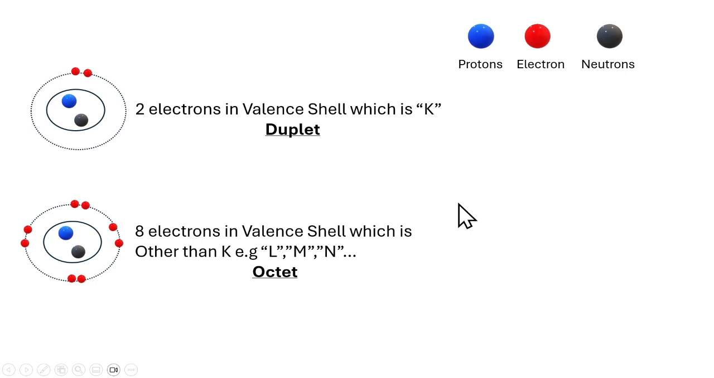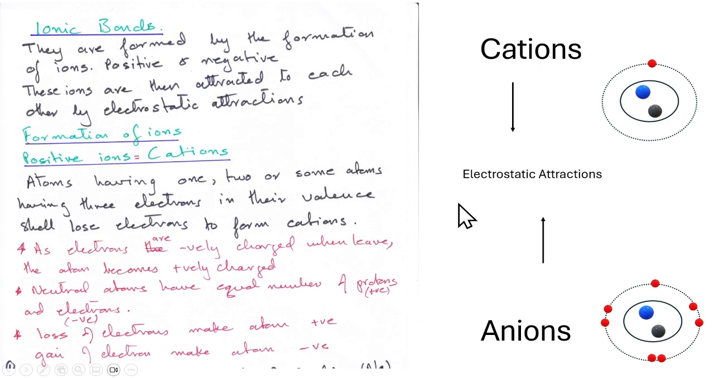Now we come to the types of bonding. There are 2 types of bonding, ionic bonding and covalent bonding. Now ionic bonds are formed by the formation of ions, positive or negative. These ions are then attracted to each other by electrostatic attractions. Now wherever there are charges, there will always be electrostatic attractions.